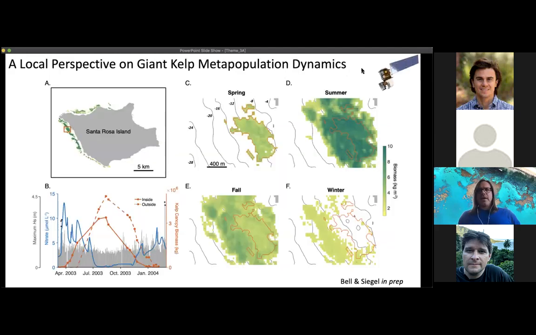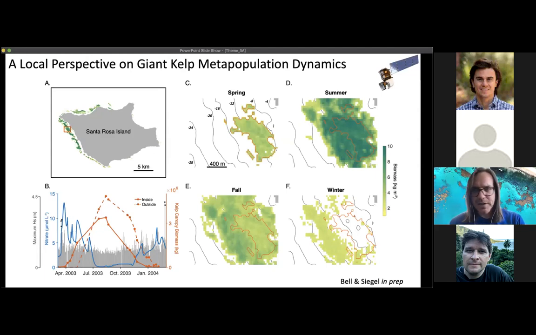Okay, so even from looking at the Landsat imagery, which again is at a 30 meter pixel scale, we can see these kind of local dynamics. This is a paper that Dave and I have been working on for quite a while, but we'll be going out to review hopefully soon. Here is just an example from the western side of Santa Rosa Island, I think in 2003. And I wanted to point out how seasonality and kelp may affect these local dynamics.